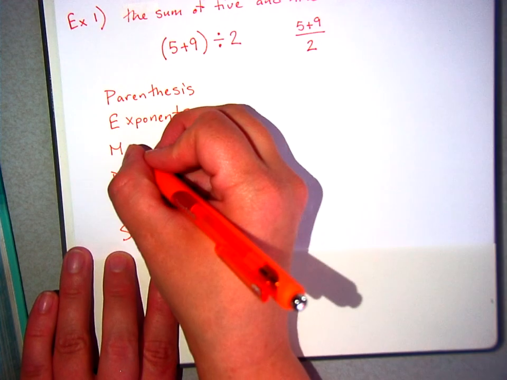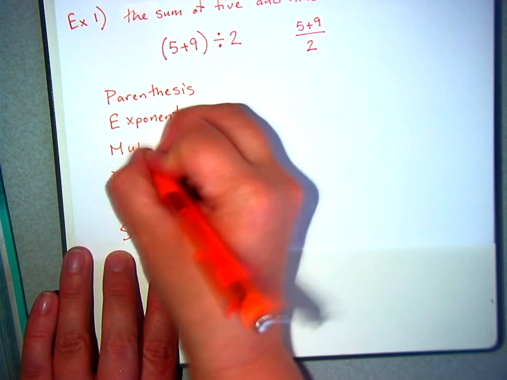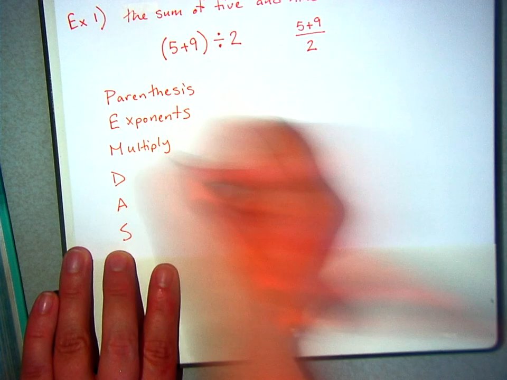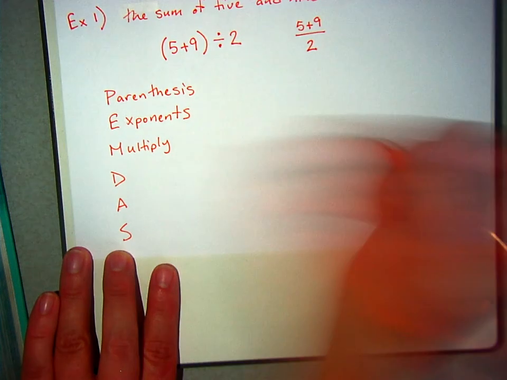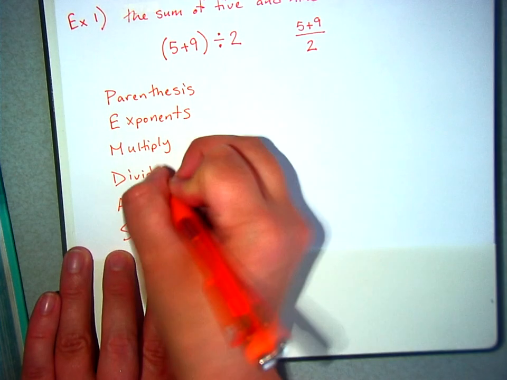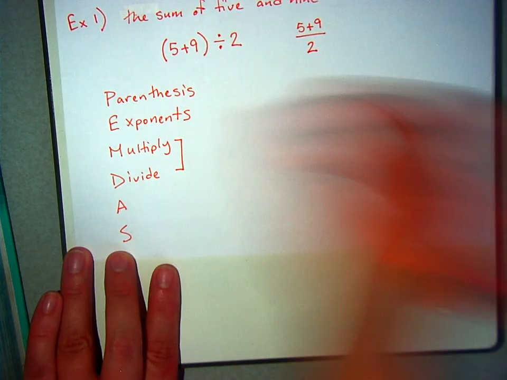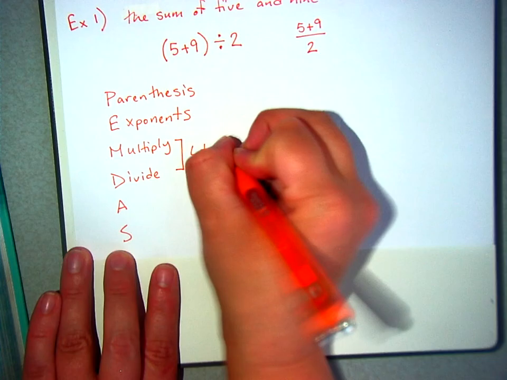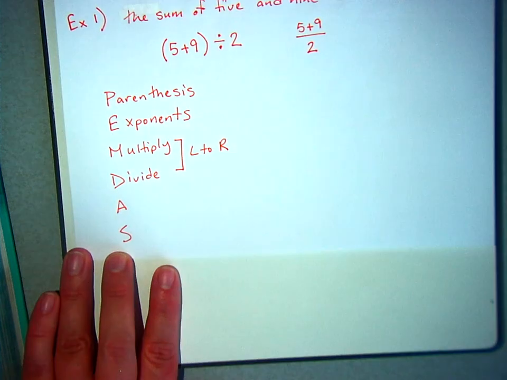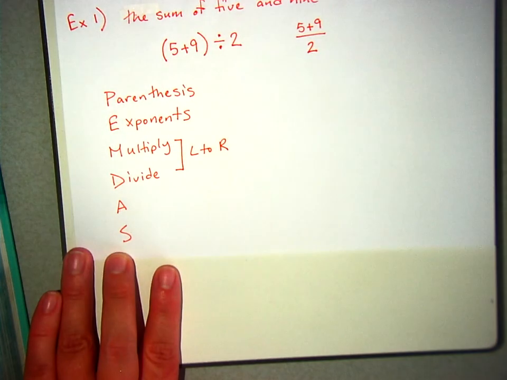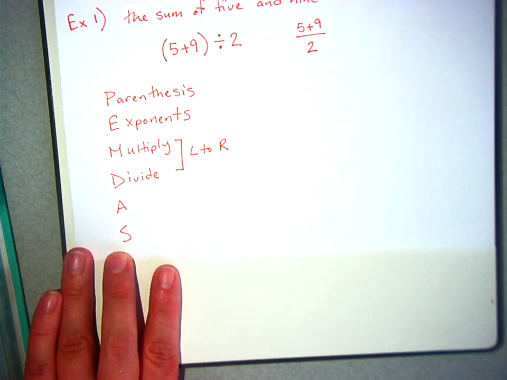How about M? Multiply. And D stands for divide. But these two are done at the same time, left to right. It's not like you do all the multiplication, then all the division. You do multiplication and division left to right at the same time.